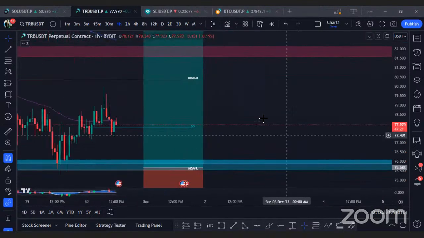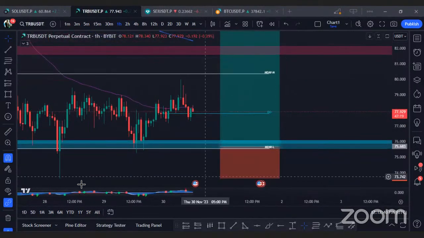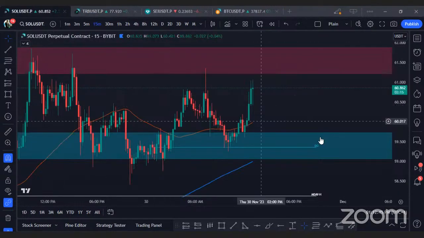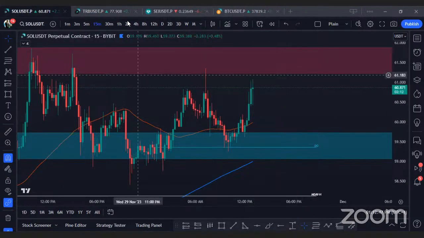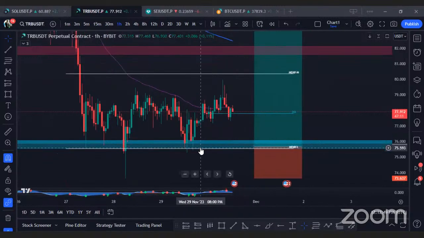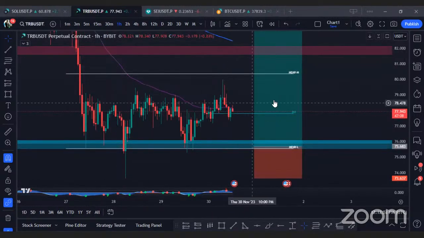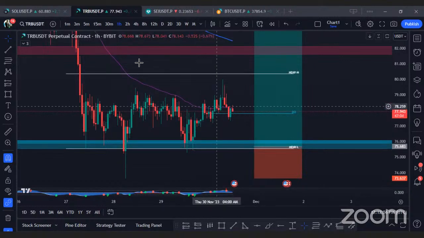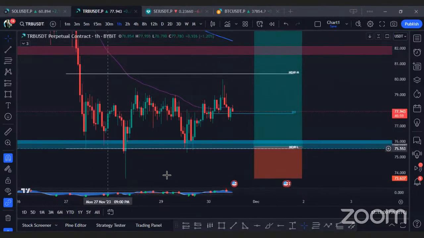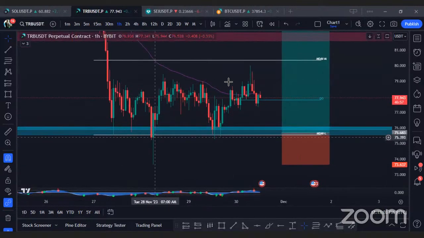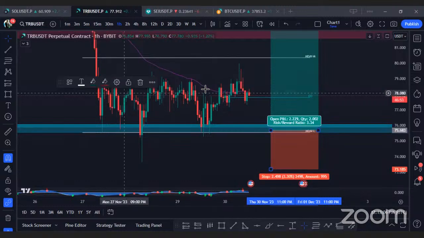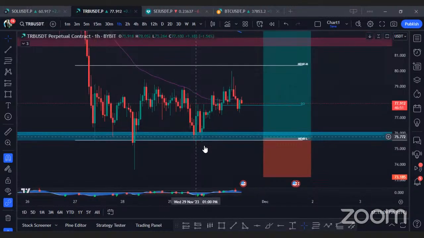On a long run, TRB will play out. All right. So those of you who entered at 77 or thereabout, okay, you can close your trade and wait to re-enter the trade if you get back to the support level again. You will get down to the support level again. Enter the trade again. That's basically what I'm looking at.